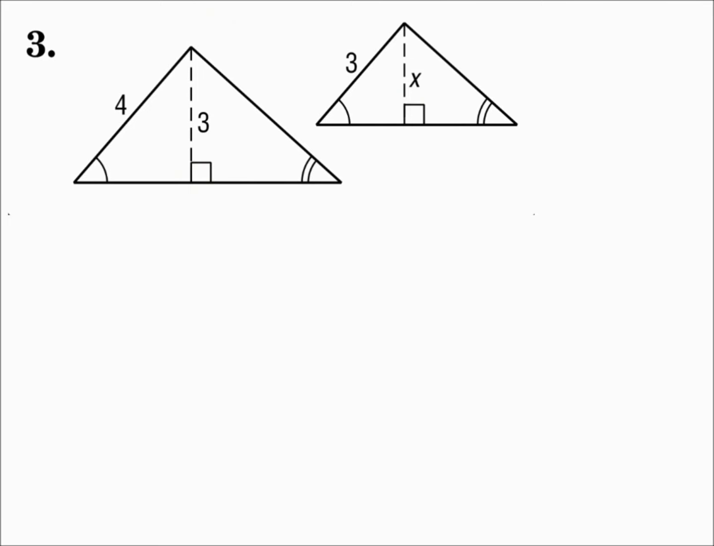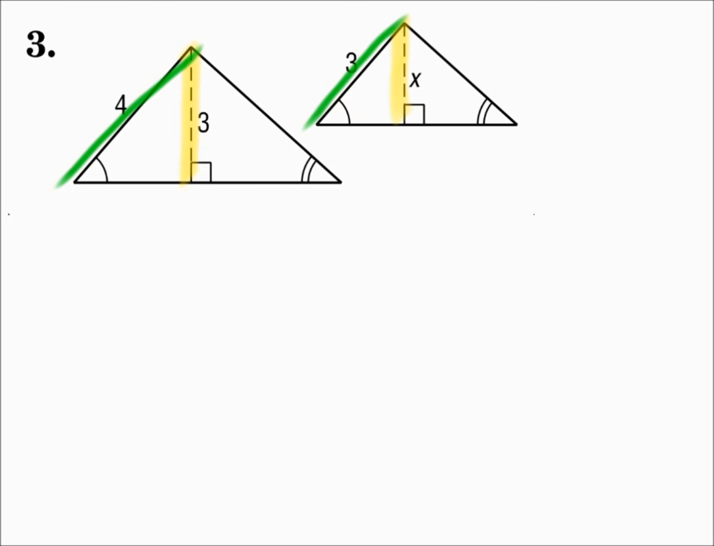Number 3. Here we have two similar triangles and their altitudes drawn. It's the altitudes because it goes from a vertex to the opposite side, hitting the opposite side at a right angle. The altitude on the left is 3, and the altitude on the right is x. Those are proportional the same way the sides are. The side on the left is 4, and the side on the right is 3.